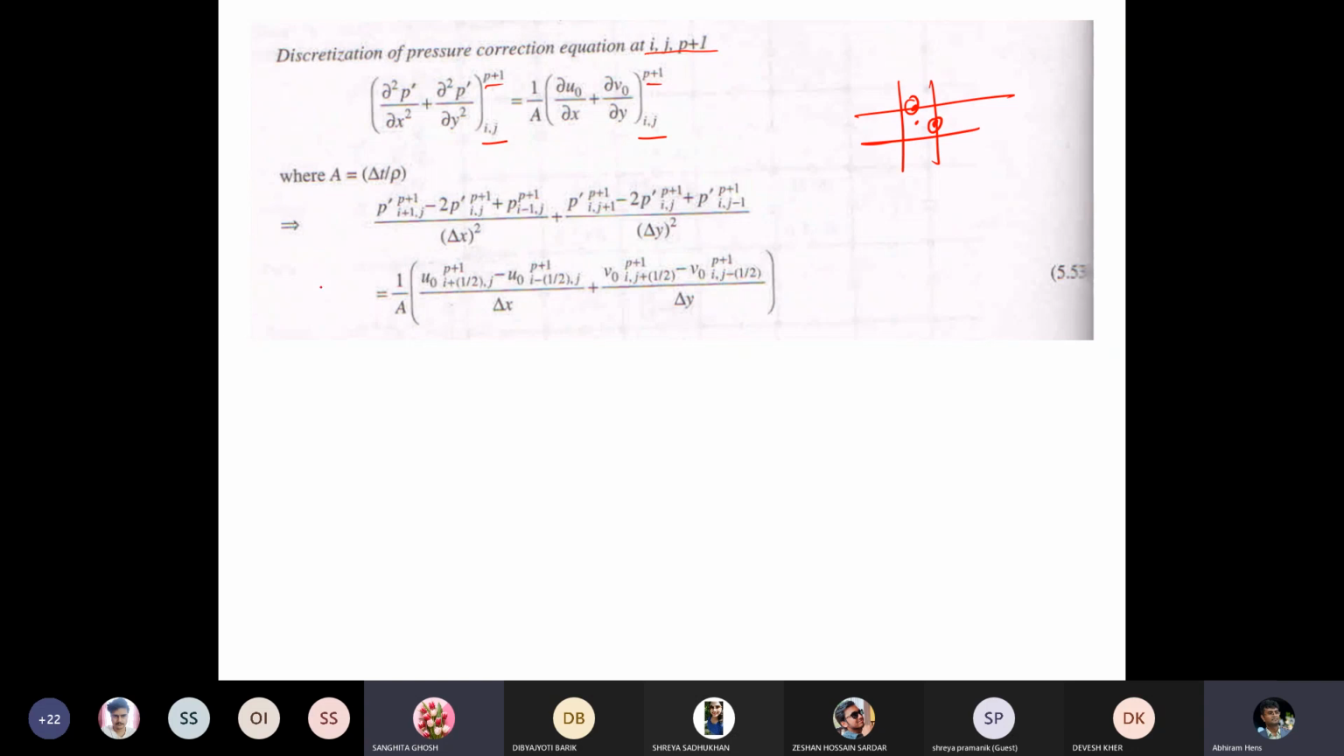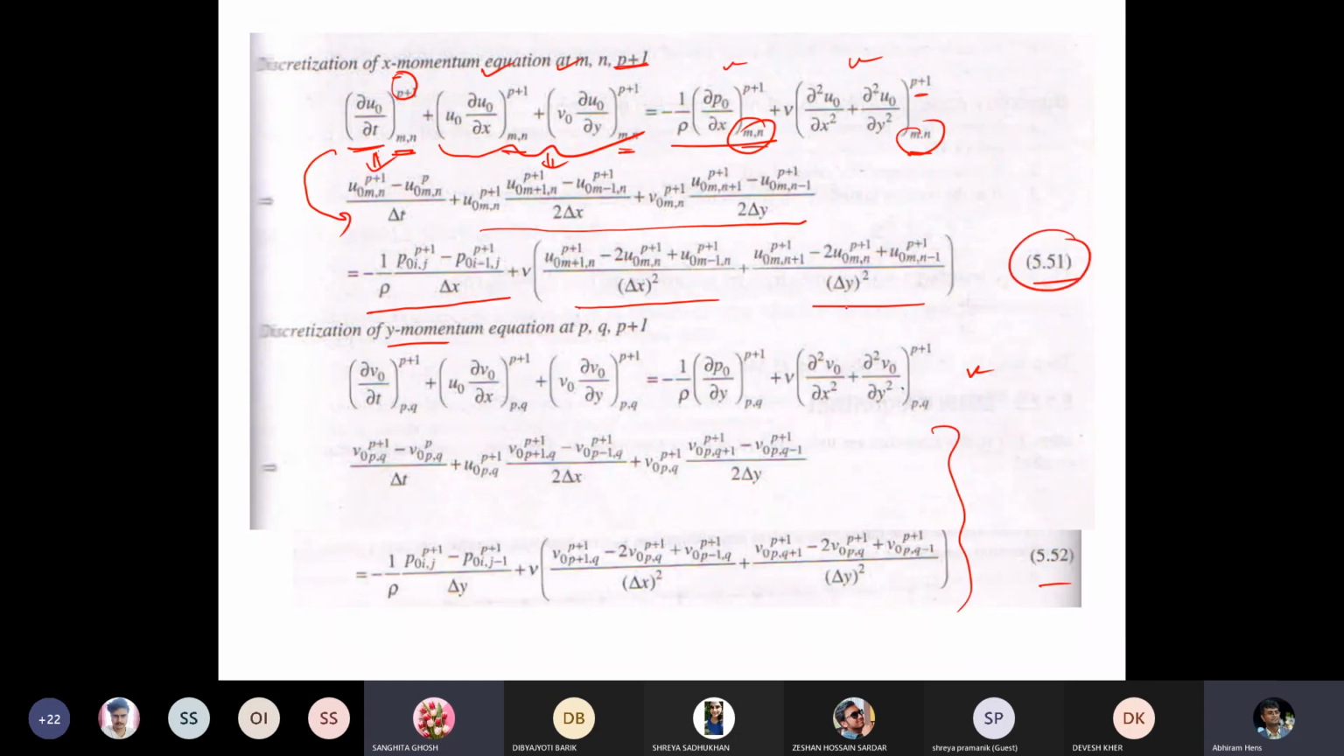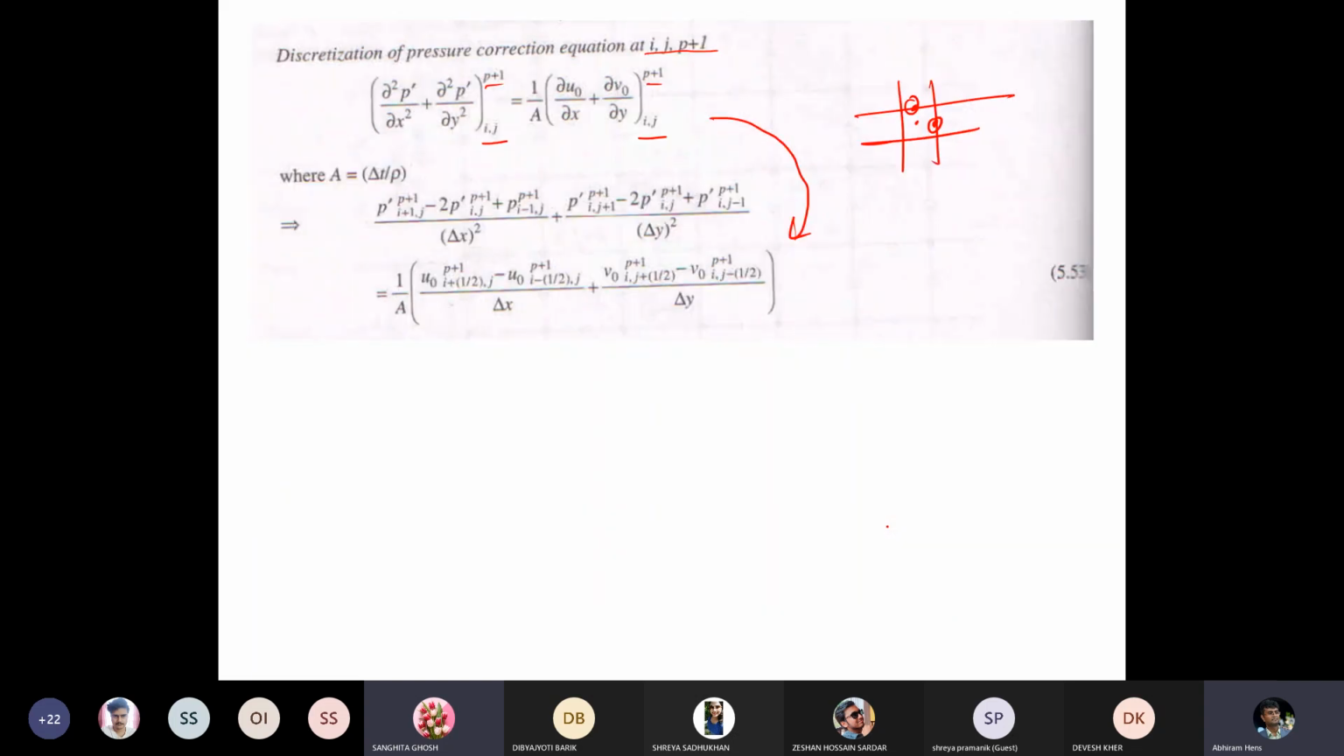So you write it at i, j and at the p plus 1 level again. If you discretize it again using the central difference, this will be the discretized form. So these three sets of equations you need to solve: equation 5.1, the discretized form of x momentum, the discretized form of y momentum, and the pressure correction term. These are the linear set of algebraic equations you need to solve at each step.